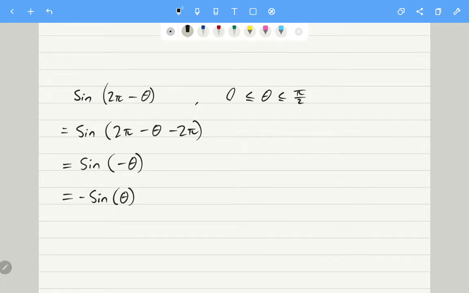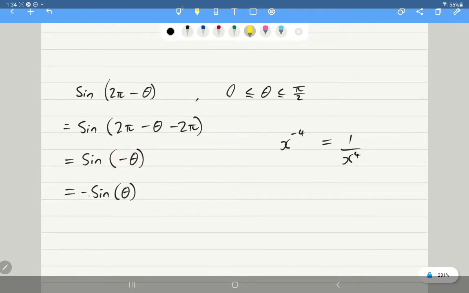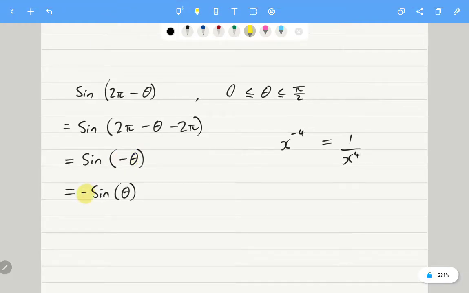Now, similarly to when we talk about index laws, if I say x to the negative 4, I'd rather you write that as 1 over x to the 4. Same thing happens over here. It's preferable to leave the negative on the outside than on the inside. So often in answers you'll see, even if this is perfectly correct, the more correct looking version is this one down here. So just be mindful of that. Let's have a look at some more.